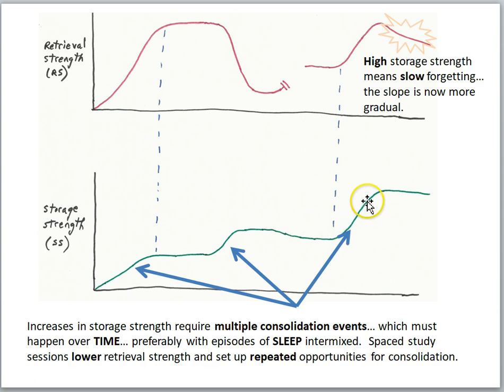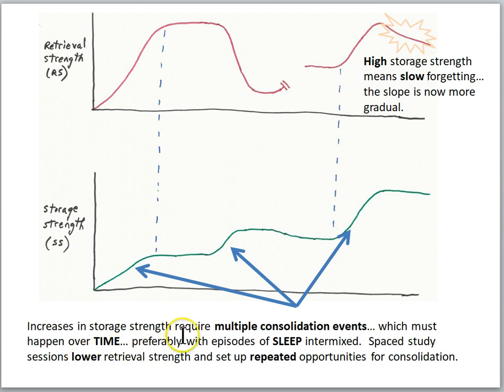And notice, when we boost the storage strength for the information, the rate of forgetting slows down. So high storage strength means slow forgetting. Notice the slope here is more gradual compared to here. So here we have a steep slope. We will forget quickly because this was our first study session with low storage strength. But because we've been boosting our storage strength, we've allowed consolidation and sleep. Now we have high storage strength, and so the rate of forgetting is lower.